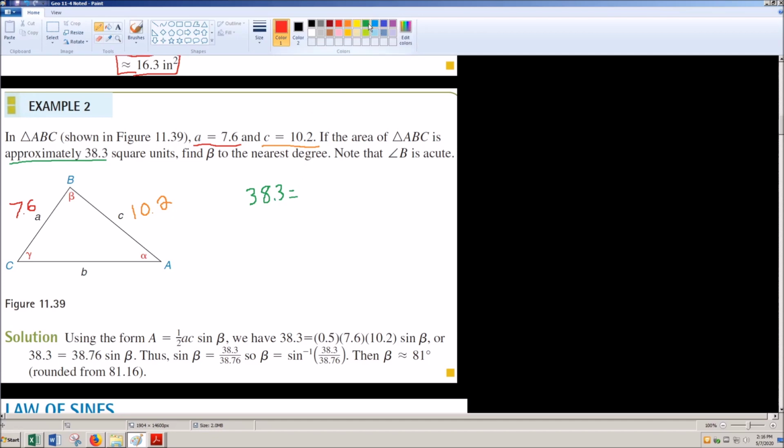and now here I'm going to set up my, let's see, what color have we not used yet? We haven't used blue. So we'll use our beta angle is blue. So 1/2, my first side here, which we'll say is 7.6, my second side here, which we'll say is 10.2, and then we've got our sine of beta. And now I'm just going to divide by whatever this stuff is as a number. So I'm going to multiply this stuff together. I think you get, what, 38.76.